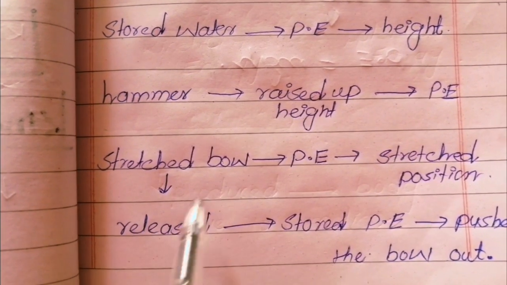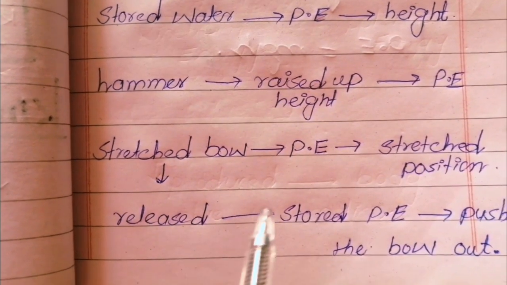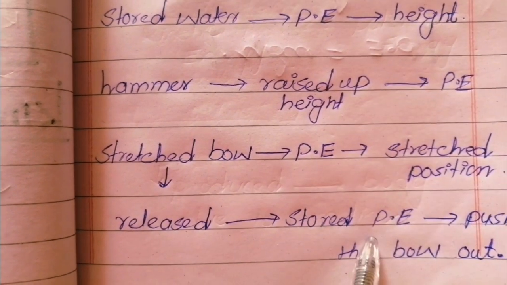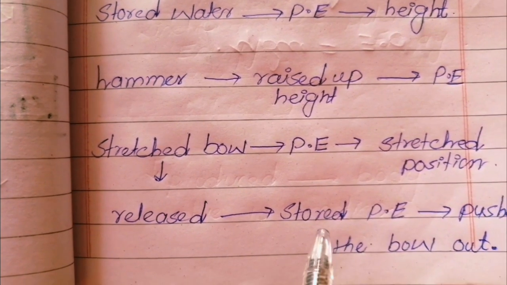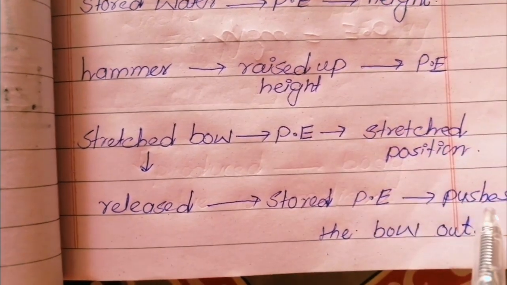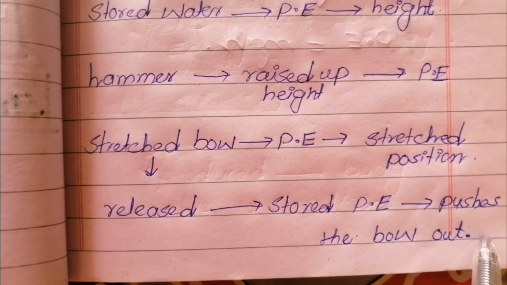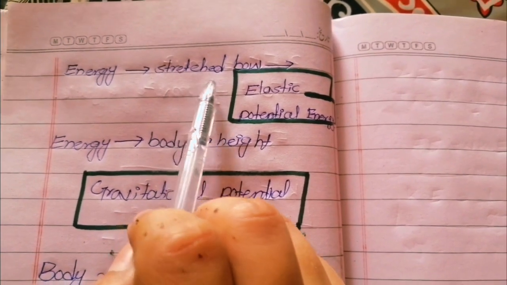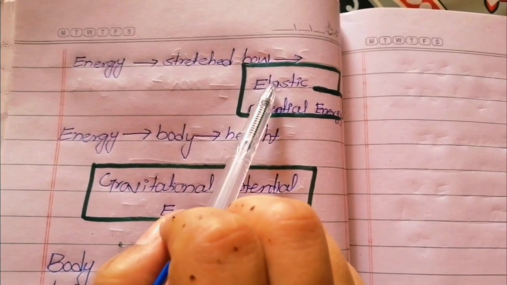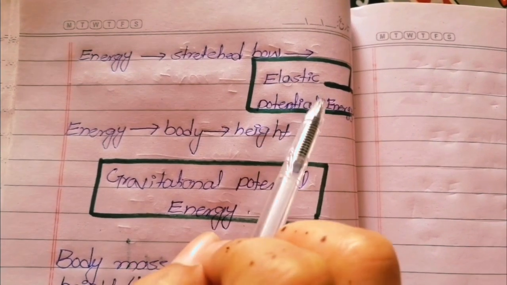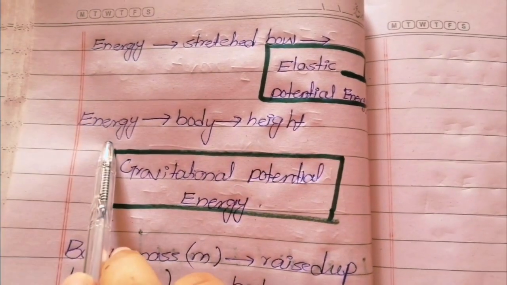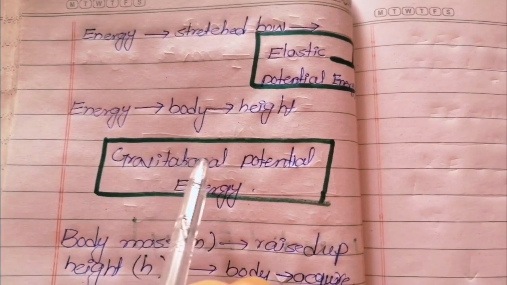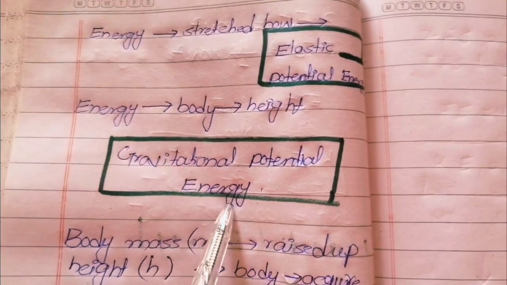When we release this stretched bow, the energy which is stored inside it will be released from the bow, and then this stored potential energy pushes the arrow in the outward direction. So the energy which is present in a stretched bow is called elastic potential energy. And the energy which is produced in a body at height is called gravitational potential energy.